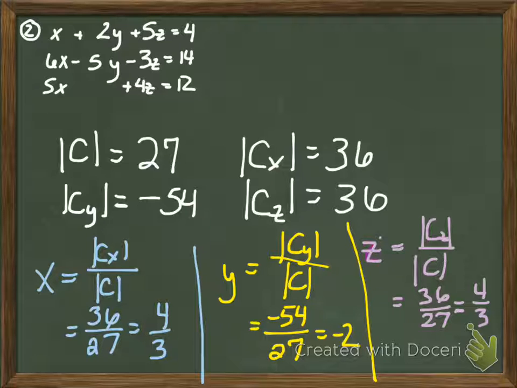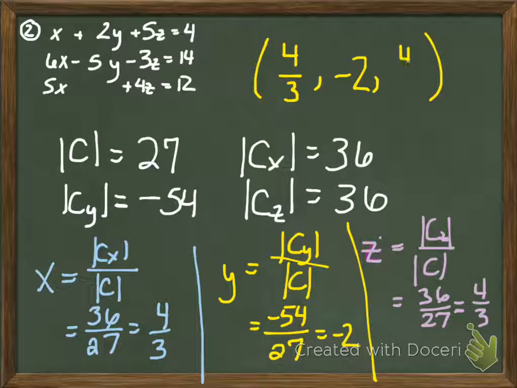And so our final answer is the ordered triplet of 4/3, negative 2, 4/3. And remember, when you're writing this, this is X, Y, Z in the order, or alphabetical if they're different letters.